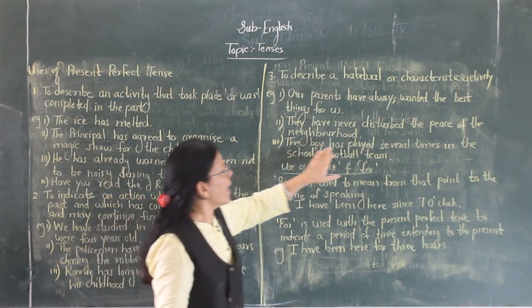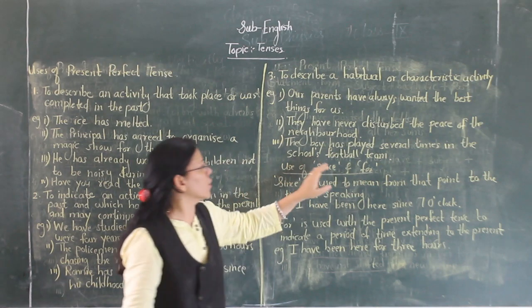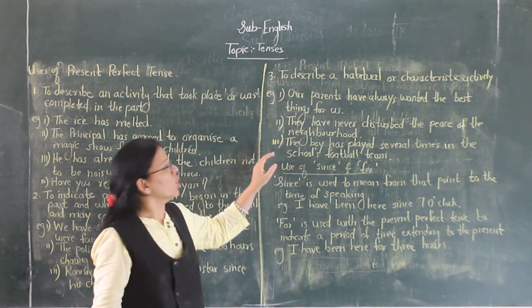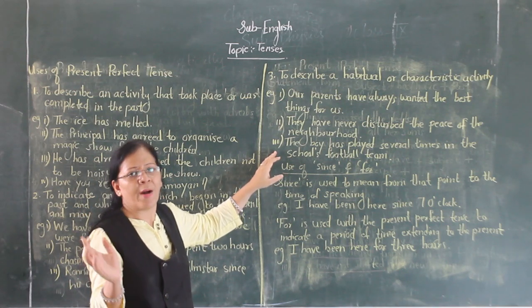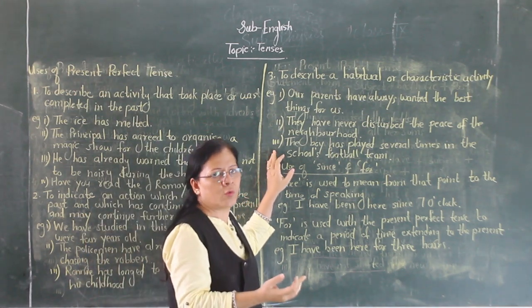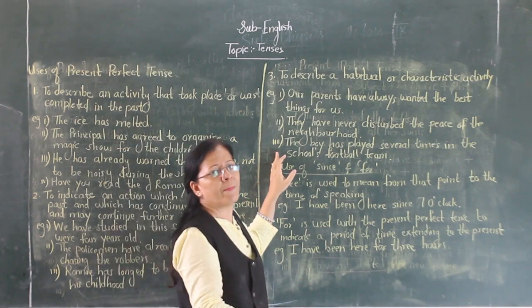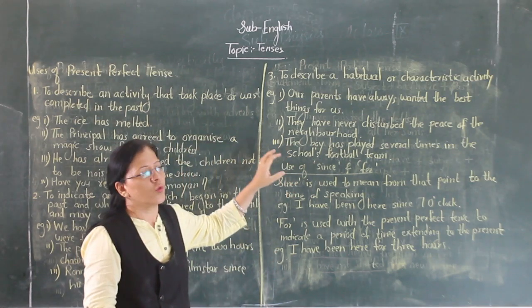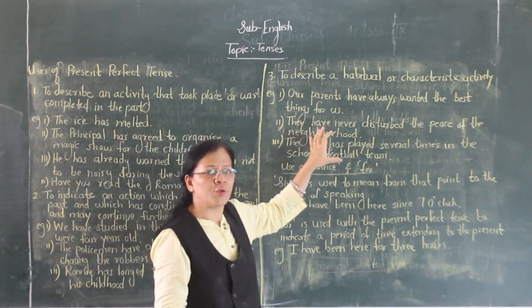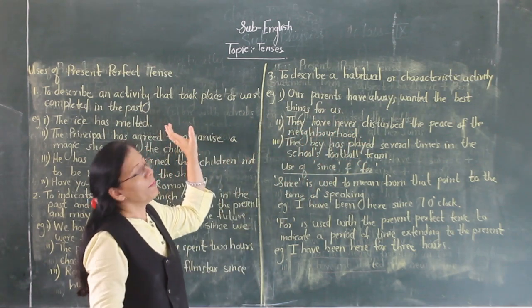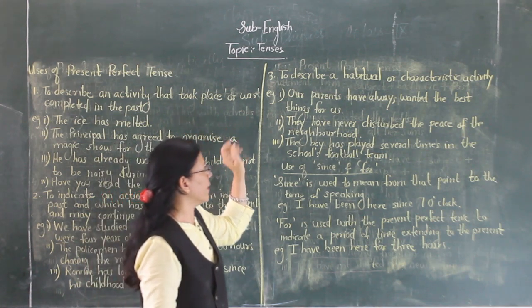Next, the boy has played several times in the school's football team. So the boy has played, it is a past action, has played in the school football team, and in future also he may play. It is his habit. So to indicate the habitual or characteristic activity, we use present perfect tense.